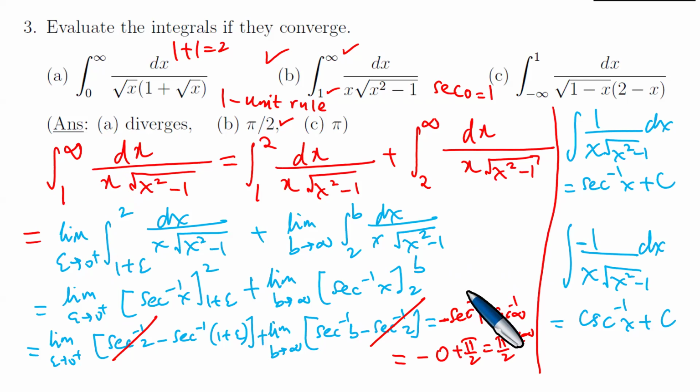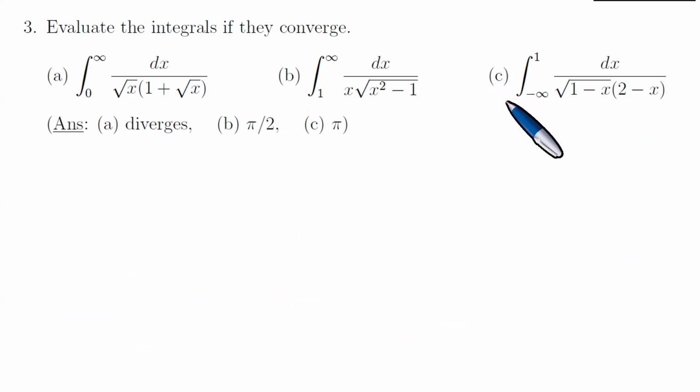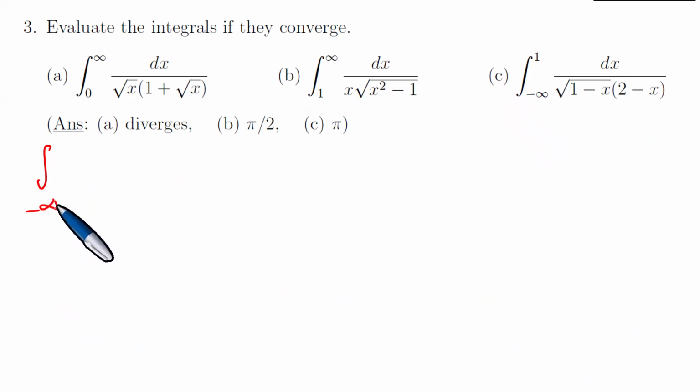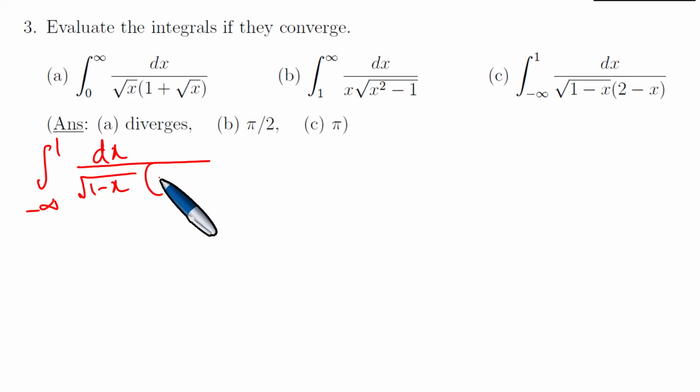So let us see now what we can do. Now we're going to move to the next question. The next problem is problem C. But in problem C, we have two problems. So to integrate this one here, which is 2 minus x.